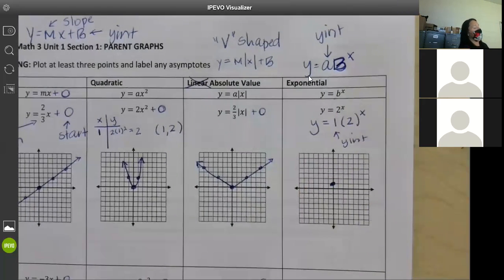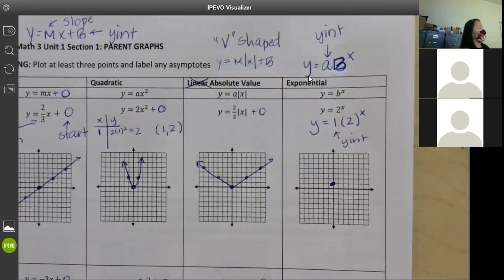We need 3 points. Let me explain exponential to you. Exponential you probably haven't had since Math 1. I don't know that you do any exponential for real in Math 2 at all. I can't remember if you do or not. It's been a long time since I taught Math 2. You might hit it every now and then, but it's not strong, okay?